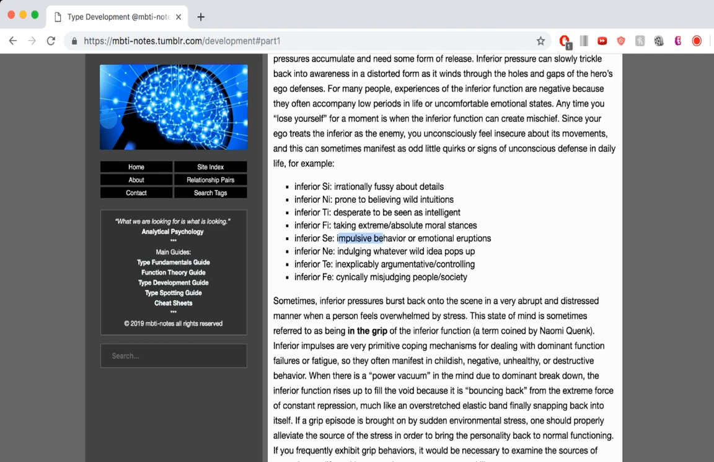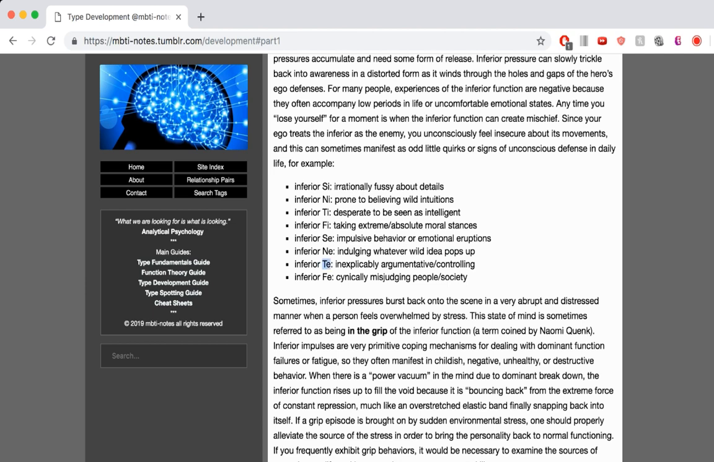So impulsive behavior or emotional eruptions, yeah, being too in the moment, getting too caught up in your energy, that could be pretty easy. If your NE is seeing all the possibilities with your intuition, indulging whatever wild idea pops up. Yep. If your NE is weak, that's one of the weaknesses of NE, so that will come up.